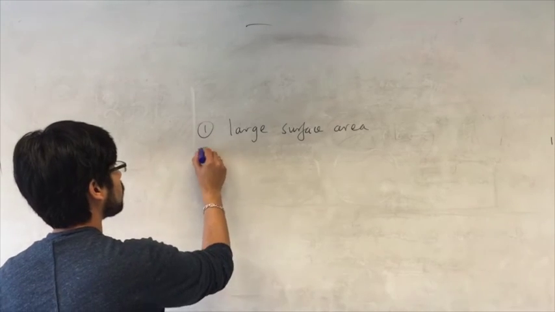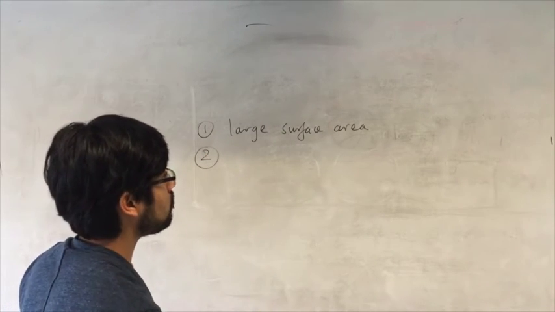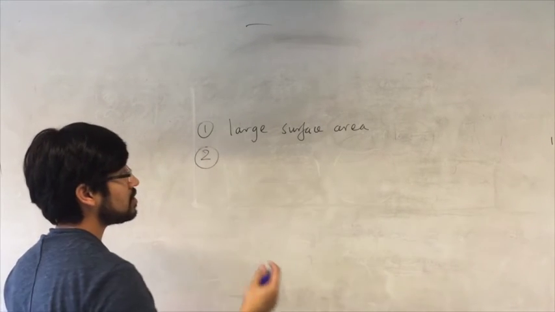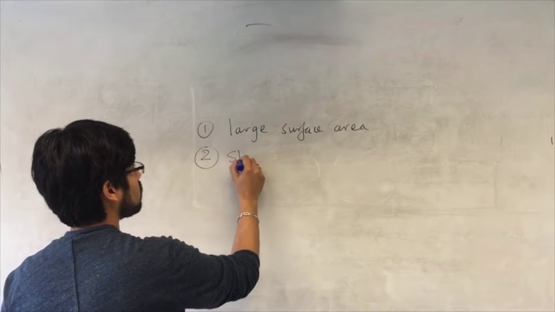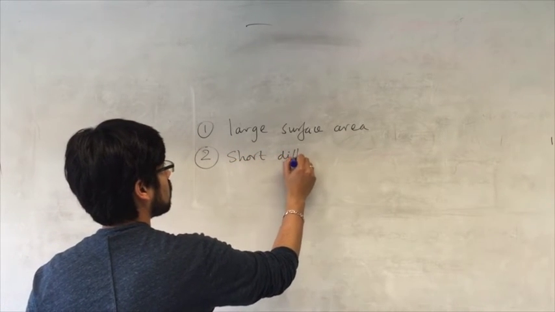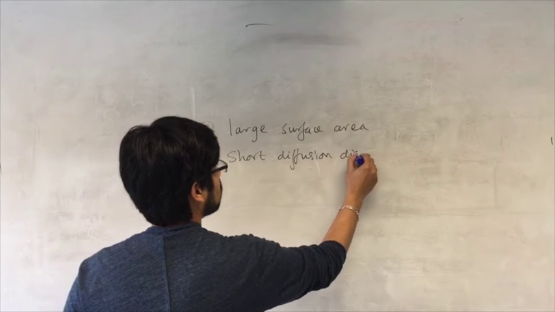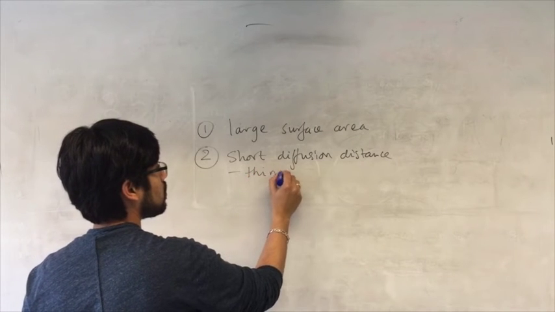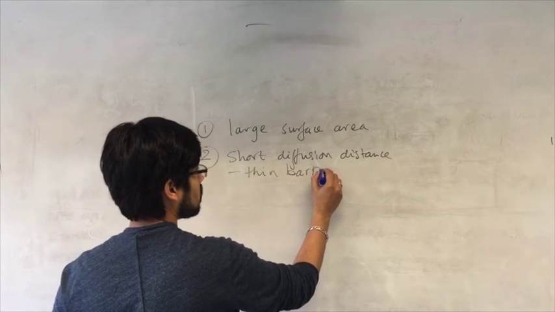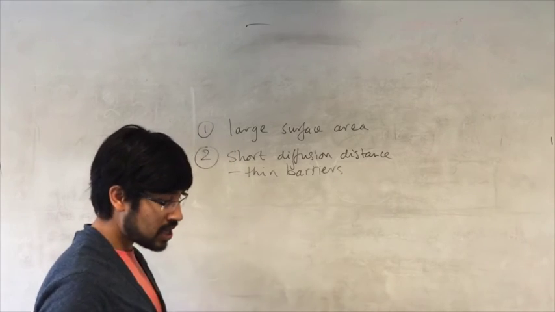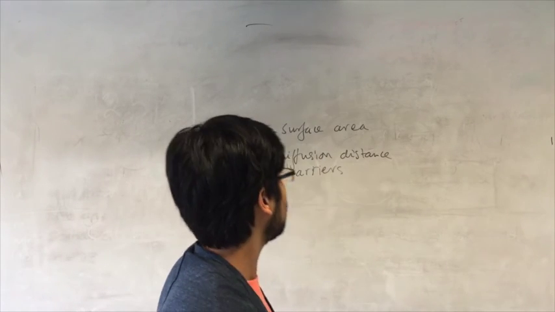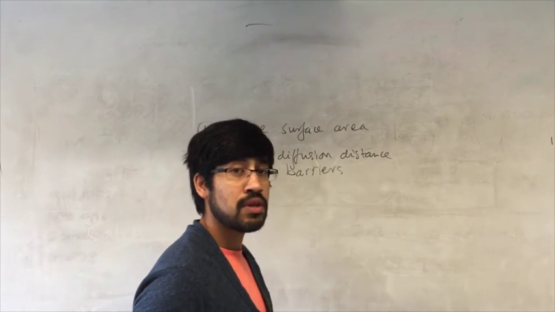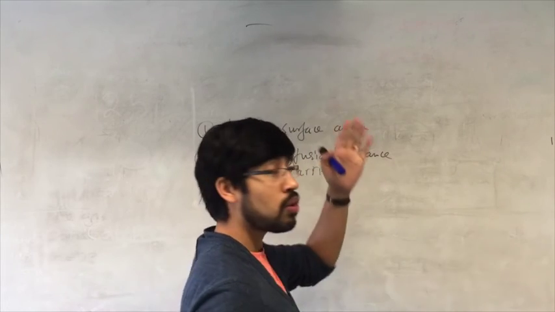Two, they have a way to minimize the diffusion distance. So short diffusion distances are maintained by thin barriers. Notice I don't use any specific word like cell membrane, cell wall, or cells, because a barrier can be many things, right? A barrier can be a whole cell.